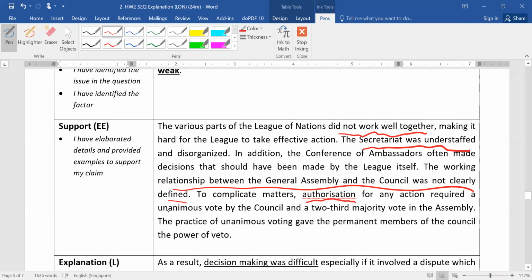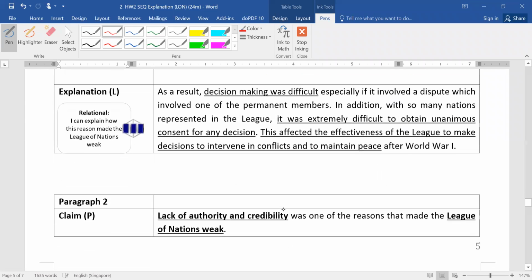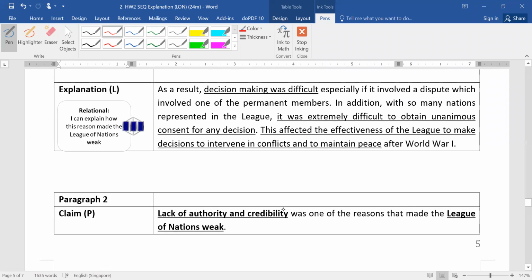You can also say things like we need to have a unanimous vote. And when there's a unanimous vote, it means people need to all agree. So we mentioned a few things: you don't have enough workers, you need a unanimous vote. Why will this lead to the League of Nations being weak in solving its problems? As a result, decision making was very difficult, because you need every council member to agree before any action can be taken. It was difficult to achieve consent, so the League was unable to make decisions to intervene in conflicts and maintain peace.